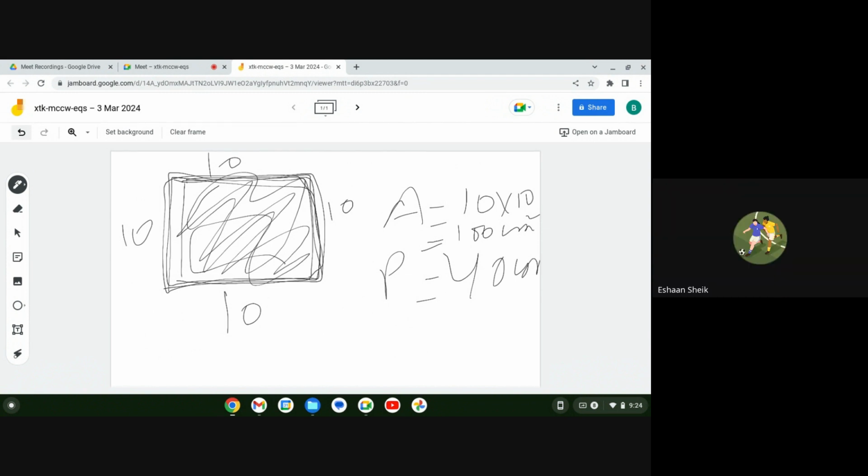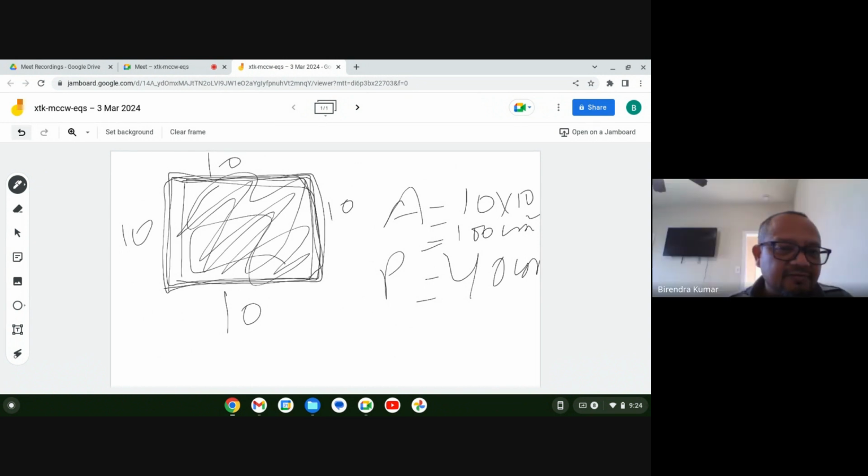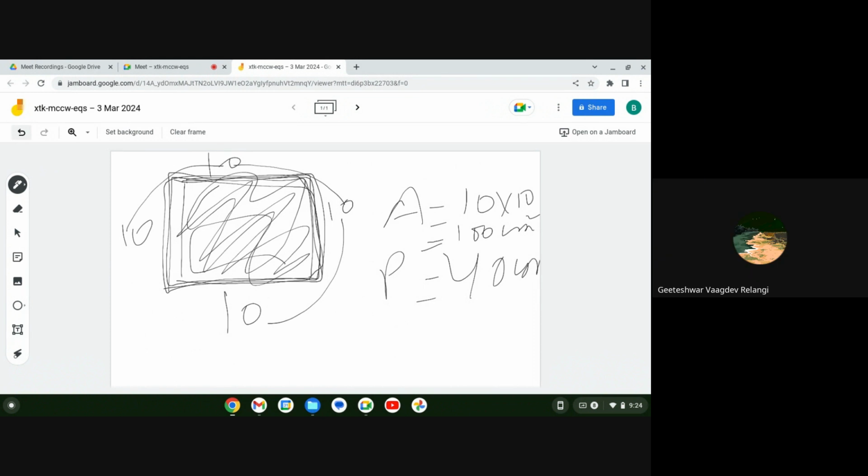But don't you multiply each side? For area, you don't multiply each side. See, you don't multiply this and this and this and this. What we saw is you multiply length times width. Length times width, right? That's what we saw. Just length times width. That's just the formula. You don't do length times width times length times width.